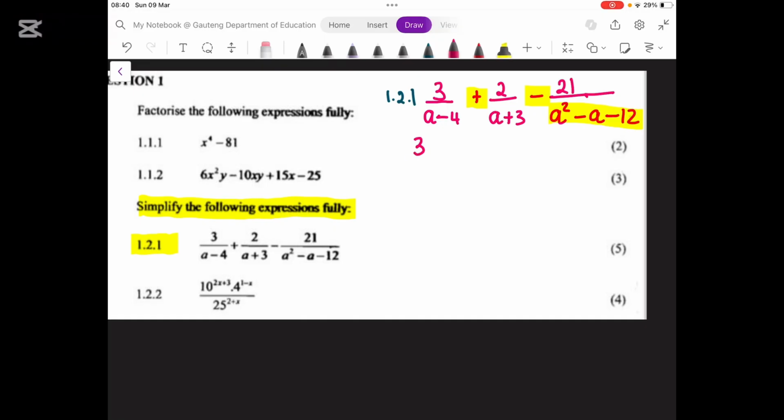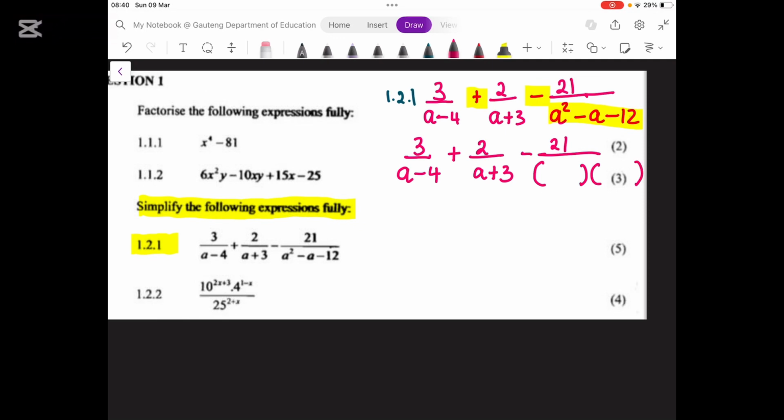So we are going to have 3 over a minus 4, plus 2 over a plus 3, and then minus 21, all divided by, now we need to factorize this trinomial.